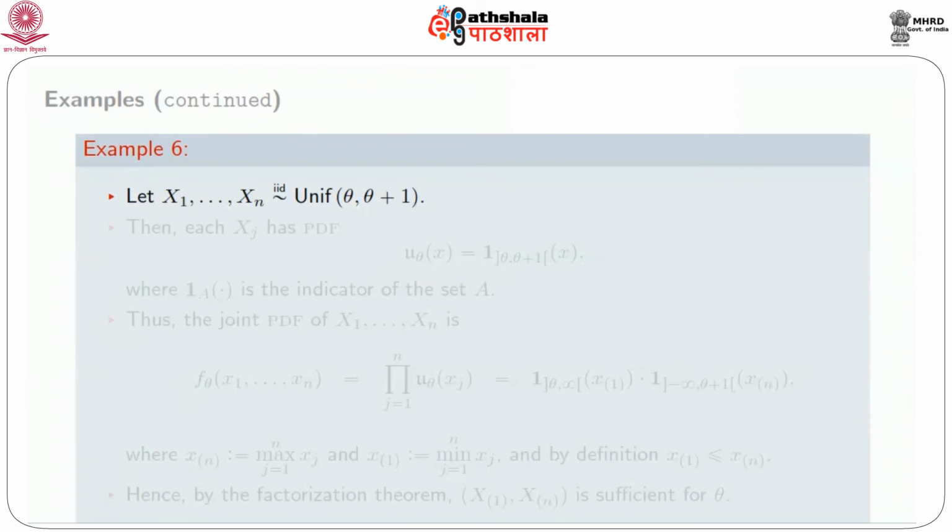Consider our last example. Suppose x1, x2, ..., xn are independently and identically distributed random variables, each following a rectangular distribution with parameters theta and theta plus 1. Then each xj has PDF u_theta(x) equals to 1 if theta is less than or equal to x less than or equal to theta plus 1.